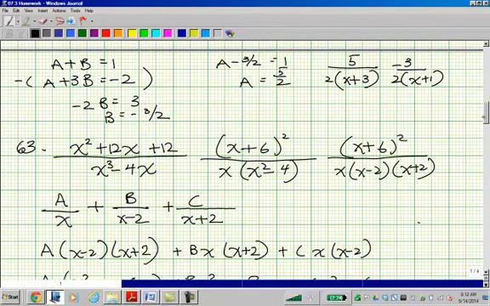63 has three factors: x, and then x minus 2 times x plus 2, as we get from doing the factoring, over x plus 6 squared. So we're going to have a over x plus b over x minus 2 plus c over x plus 2.